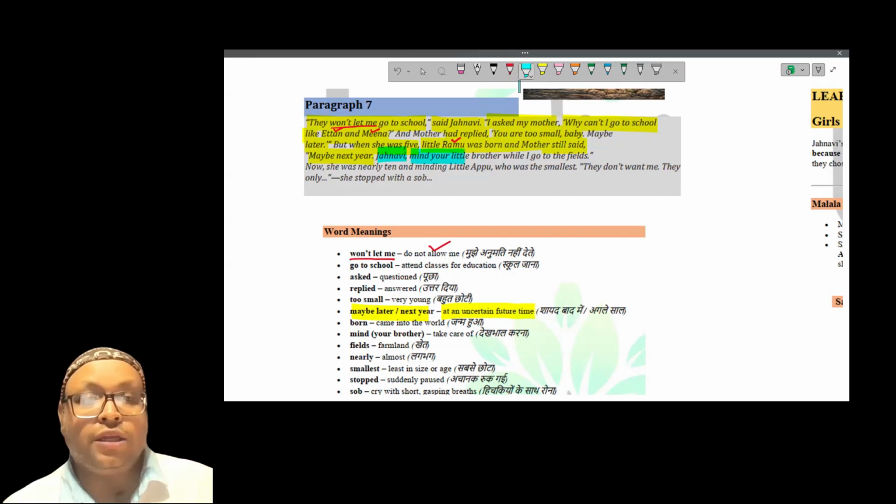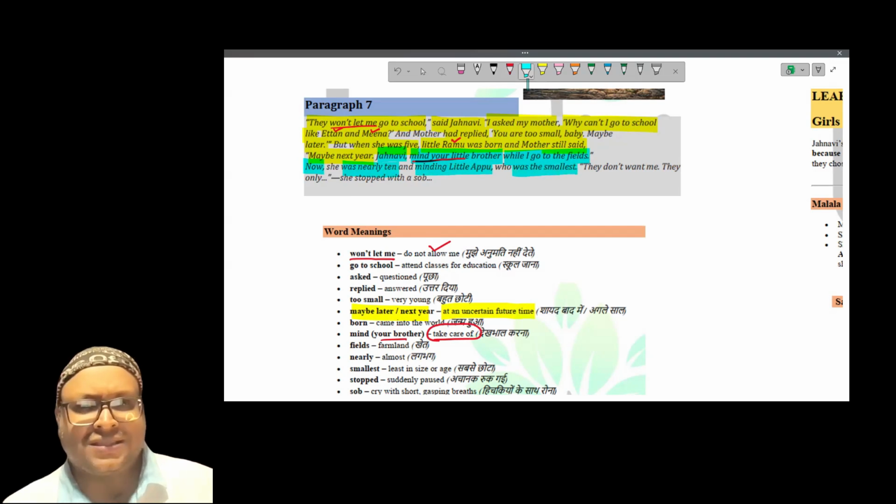"Jahnavi, mind your little brother while I go to the fields." Mother used to say, mind your little brother. What does it mean? Mind your brother means take care of. Take care of your little brother while I go to the fields. "Now she was nearly 10 and minding little Appu." She was the smallest. Now her age, very important.